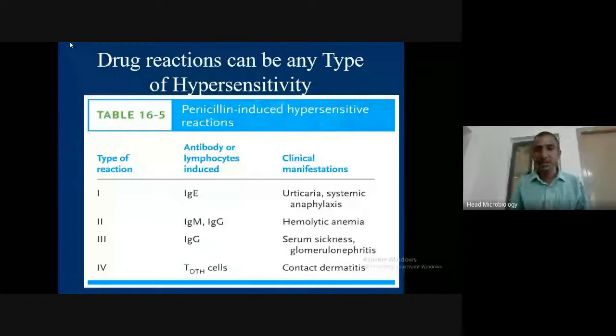The clinical manifestation is contact dermatitis. Thank you.